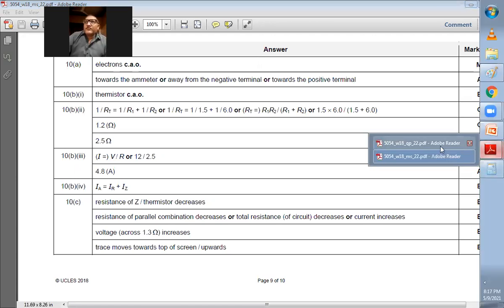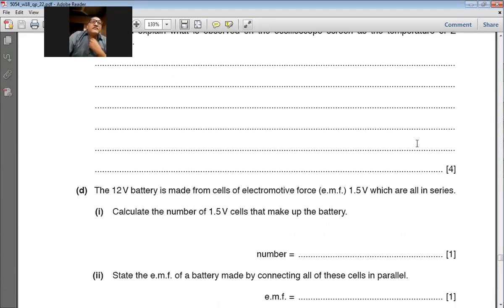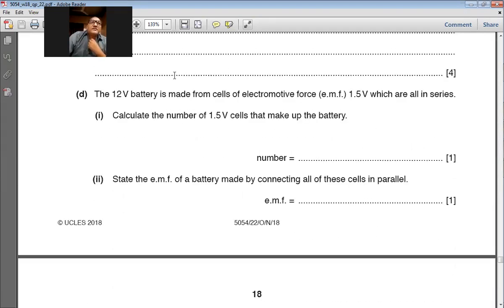Okay, so let's move to the next question. We are doing question number 10. Okay, now we are here.